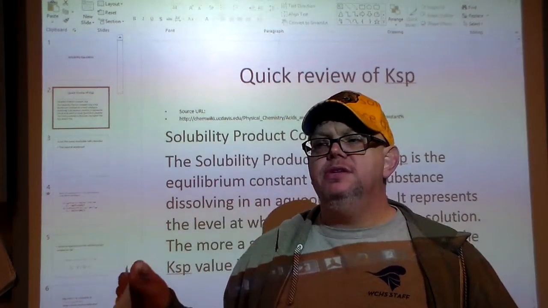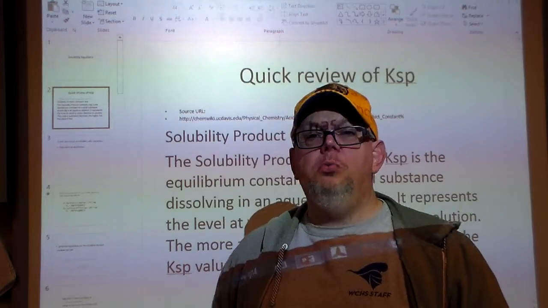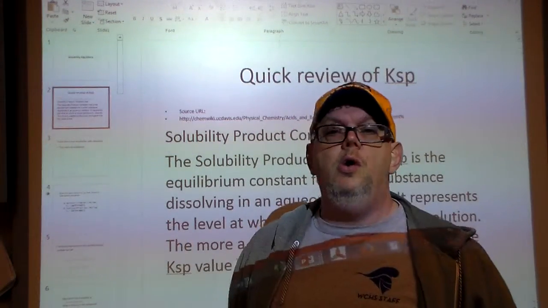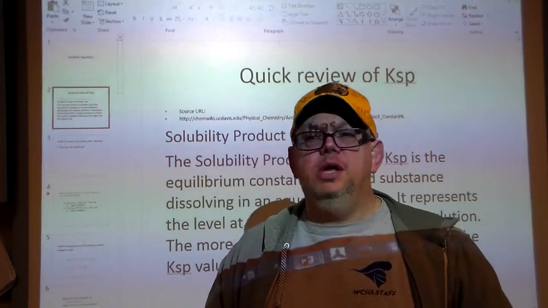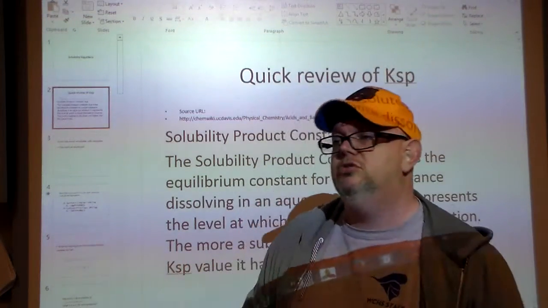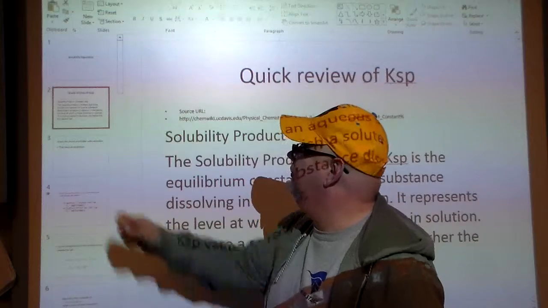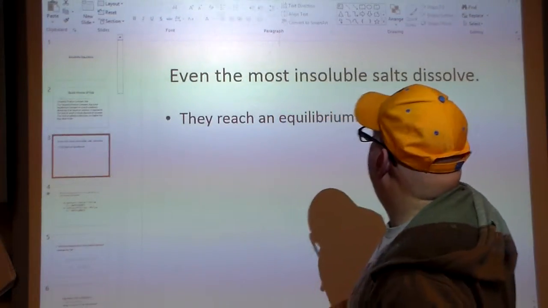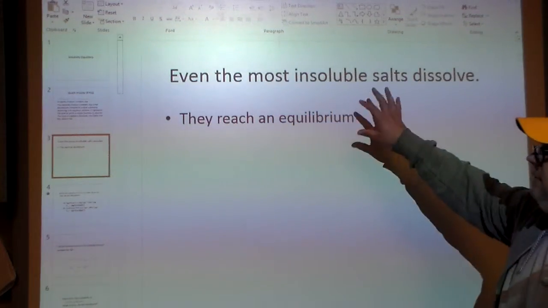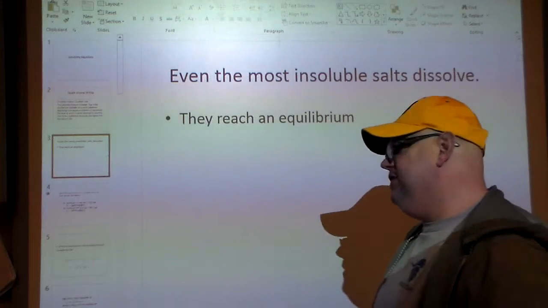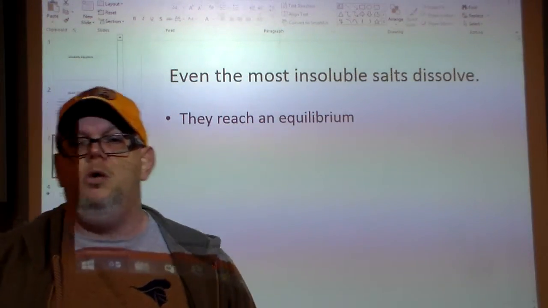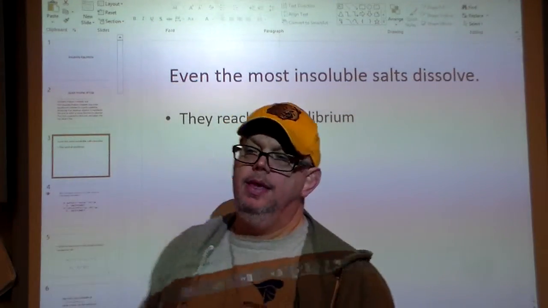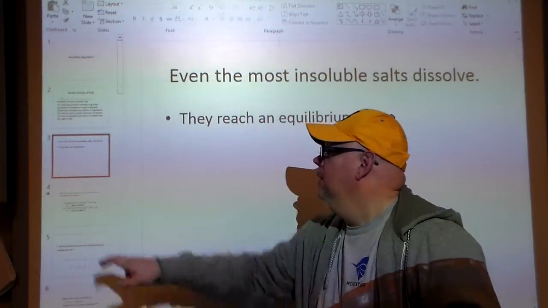But if you took a piece of styrofoam, like from a coffee cup, and put it in water, we could be waiting a long time for it to do any kind of serious dissolving. But even for the most insoluble of salts, they still dissolve, and there is some kind of equilibrium.